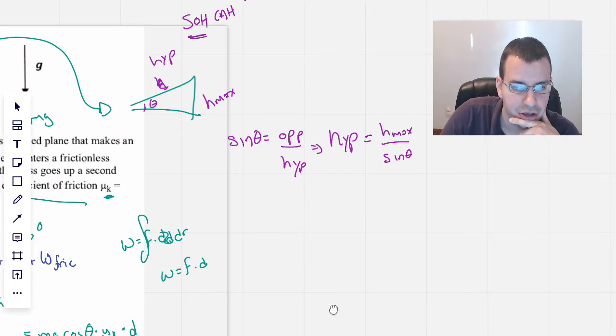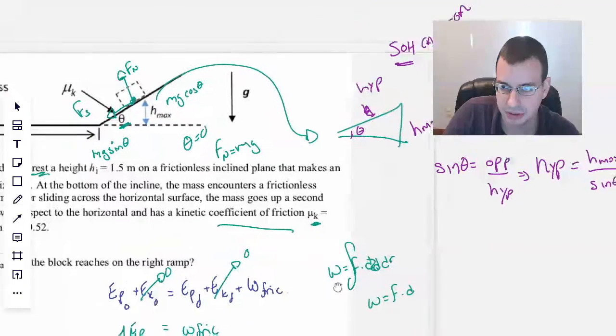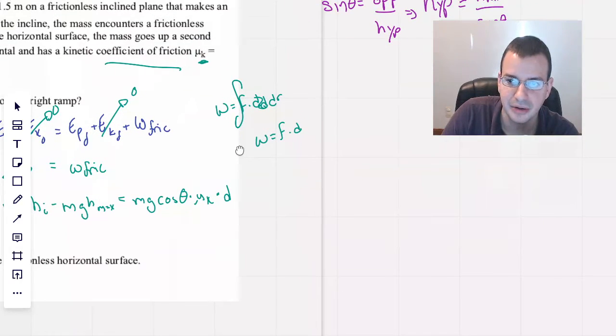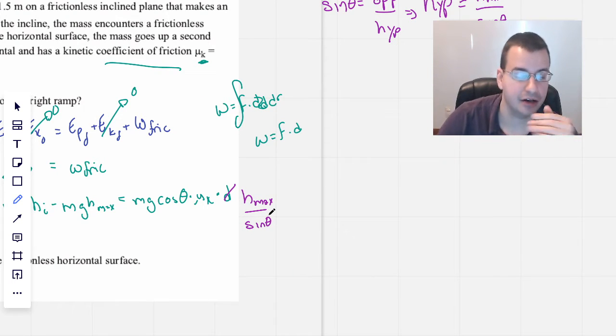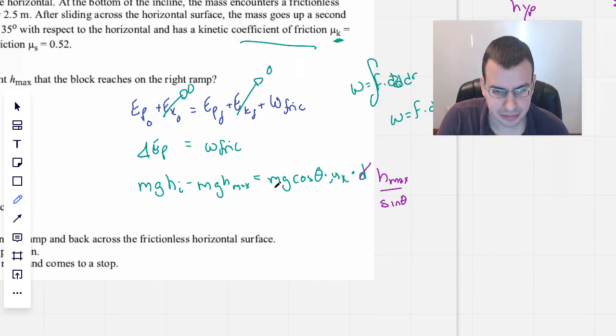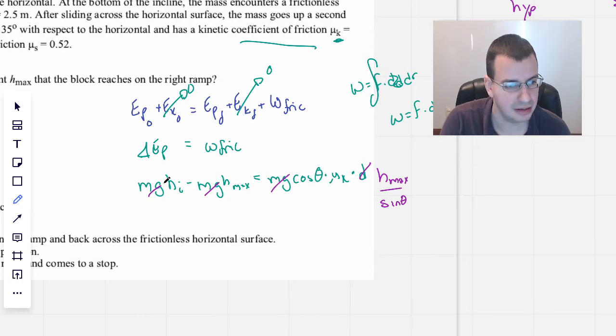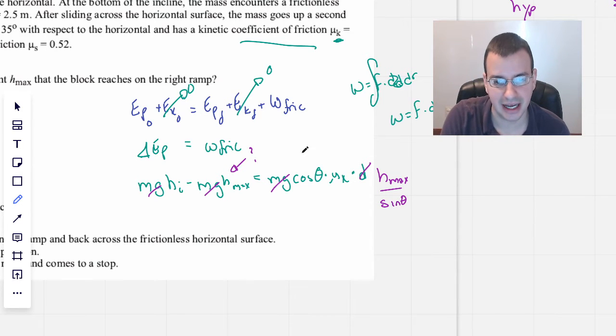Okay? So now we know this right here is going to be, see if I can get everything in frame. I don't think so. H max over sine of theta. Okay, so now we have this long equation and we should start simplifying. So everything has a mass times gravity in it, which is convenient, so we're going to cancel that out. We want to find h max because that's what we're looking for. So we want to get them all on the same side.